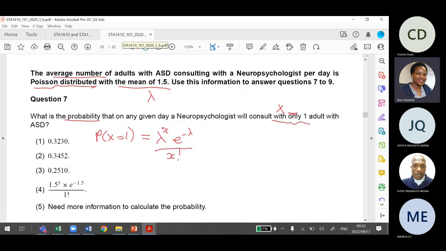0.3347. You can see that the answer is not there. Don't select this and say maybe it's a typing error. The answer is not there. Therefore, the next best thing is let's substitute the values into the formula. So our lambda is 1.5. Our x is 1. Our e to the power of minus lambda of 1.5 divided by x, which is 1 factorial. As you can see, there it is, your answer, exactly the same way.